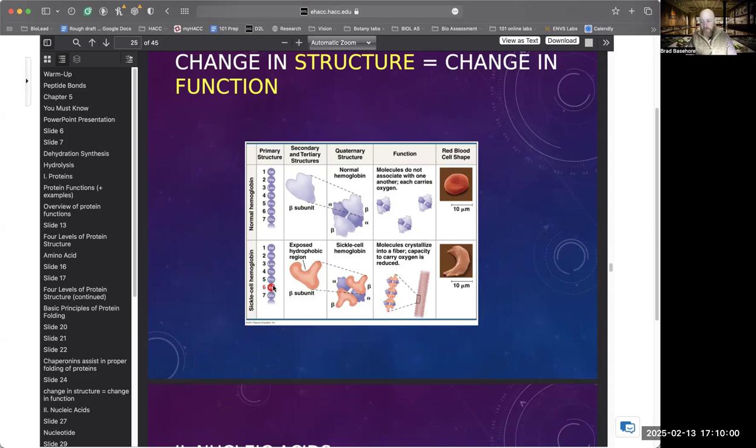The protein folds incorrectly. The protein then, at the fourth level of structure, makes these rod shapes. Those rod shapes change the way the cell is shaped, which then changes the function of that cell and causes lots of problems with sickle cell anemia. So that's just one simple example. The good news is we all have mutations. Most of them aren't like this, where it causes severe problems.